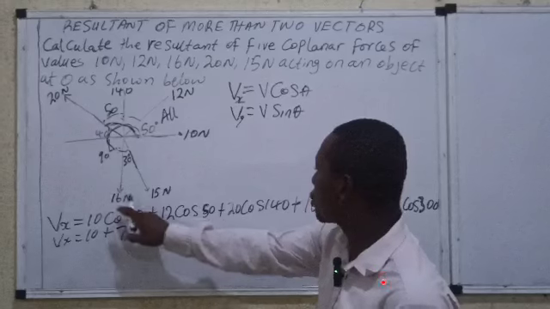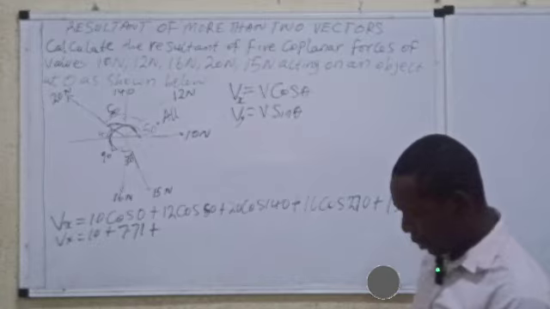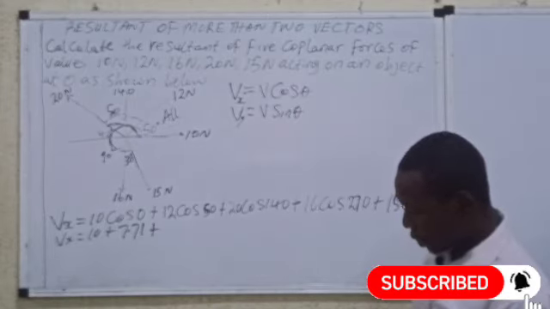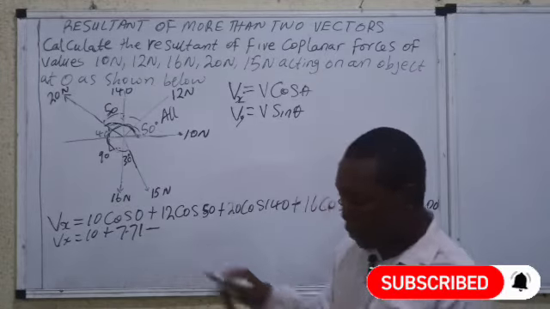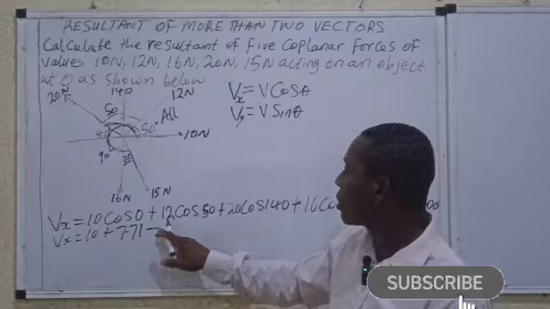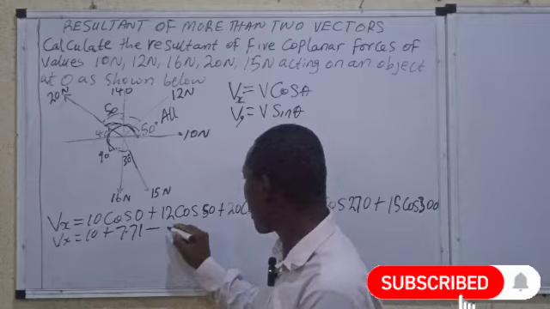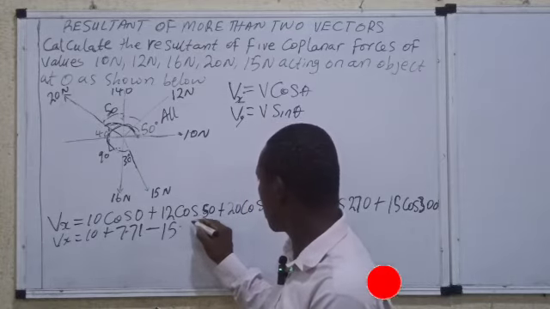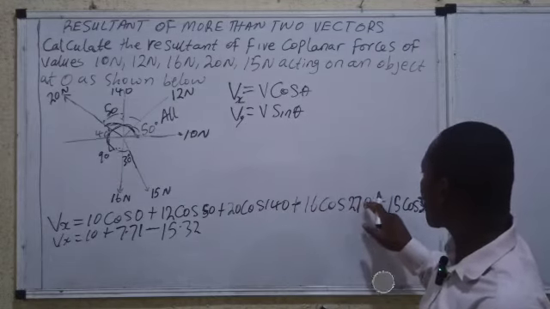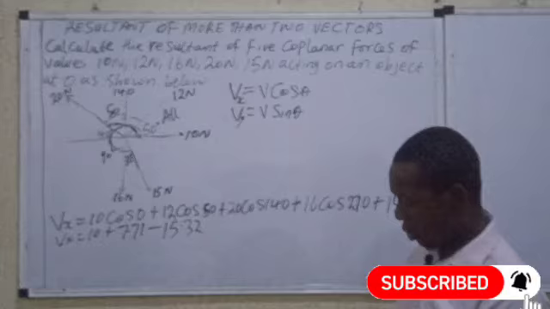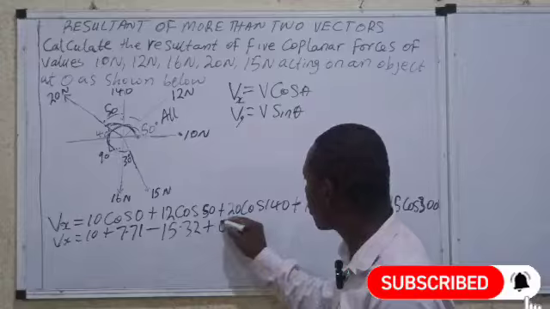Plus, now we've done this one, the next one is 20 cos 140. You have negative 15. So I'll have to remove this sign. Because minus, you have negative 15. So minus or negative sign times positive sign, what do you have? You have a negative sign. So you now have minus 15.32. So the next one we have is 16 cos 270. What do you have? Plus 0.